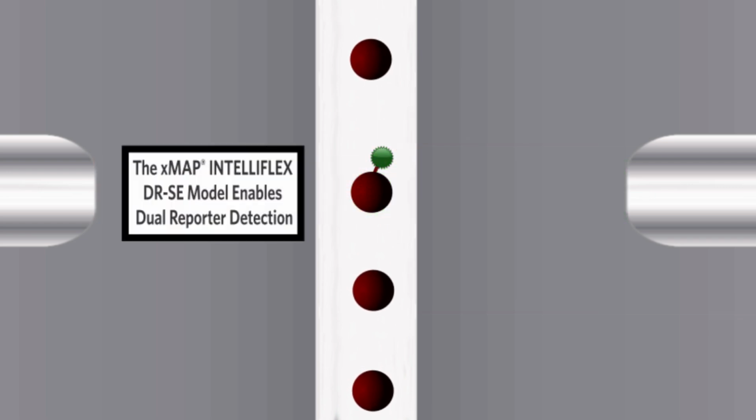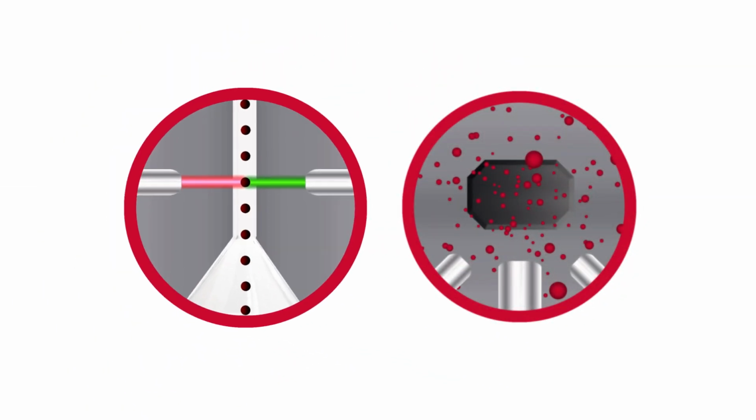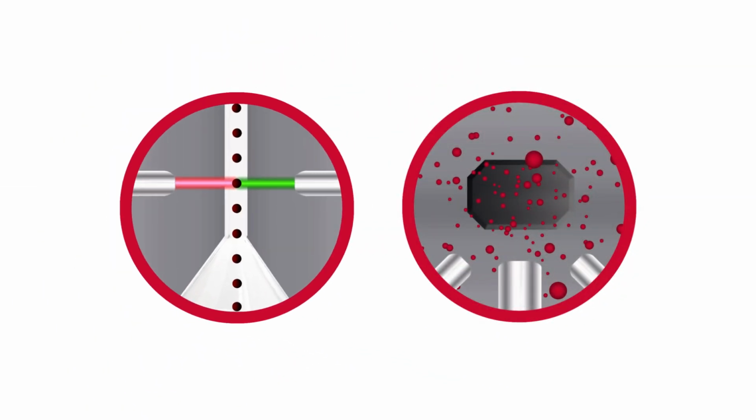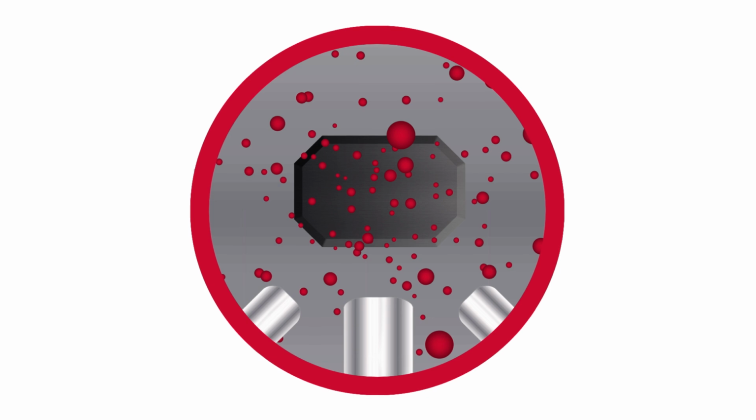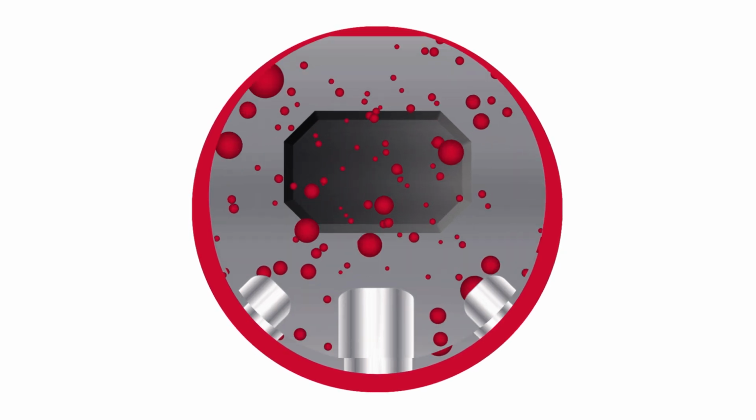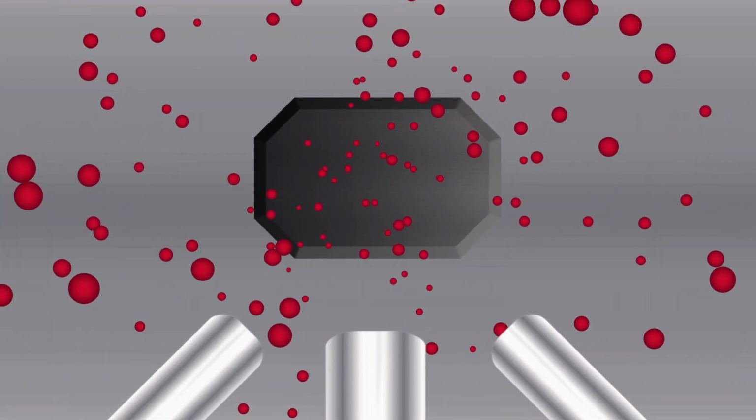In addition, the xMAP IntelliFlex portfolio has a model with a third violet laser, which enables workflows that include detection of a second reporter. This is useful for applications such as detecting multiple targets on the same bead. The Luminex MagPix instrument uses xMAP fluorescent imaging analysis. This method reads all the beads at once.